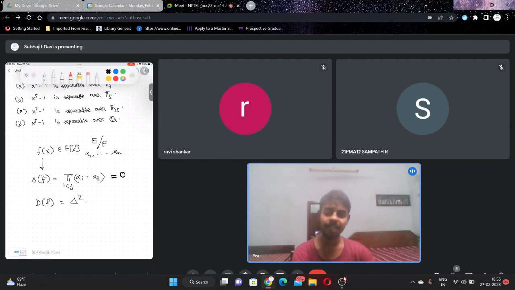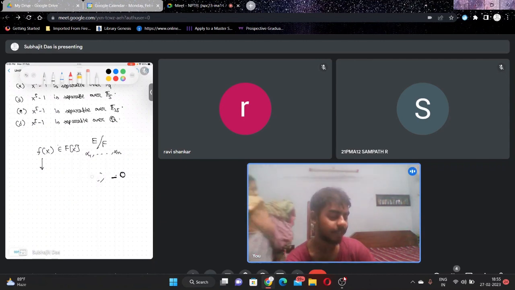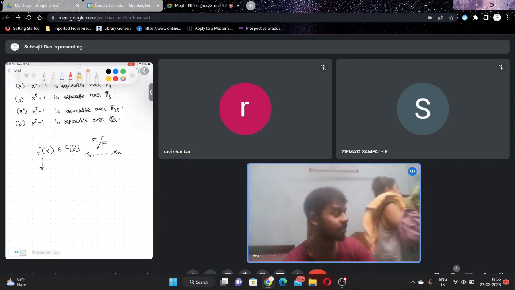So another way to check that a polynomial is separable over a field is just to check that its discriminant is non-zero. You can prove that this delta f that we are talking about will be in the base field F. This will be an element of F. We are taking fields of characteristic 0 and all those things here, but you can prove that it is indeed so.